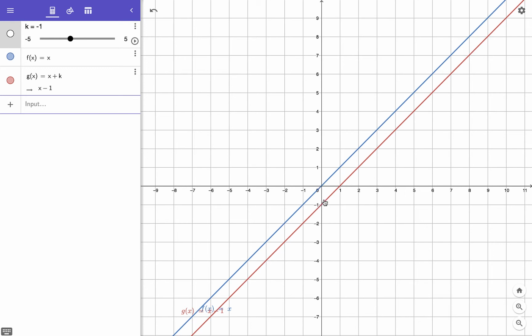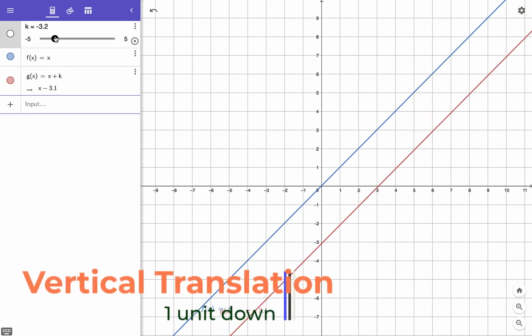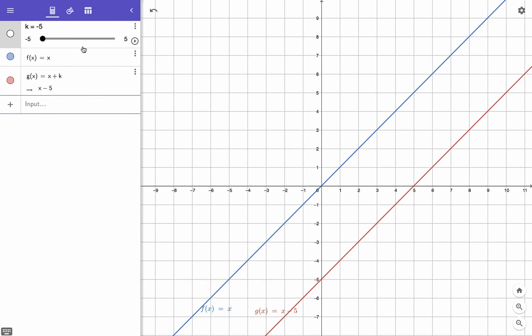Or we can say it is a vertical translation, 1 unit down, and so on. Okay, now let's have a constant function, for example, f of x equals 0. That's your function here. You can see here your function f of x equals 0 is the x-axis. The function f is constant, so you get this one.